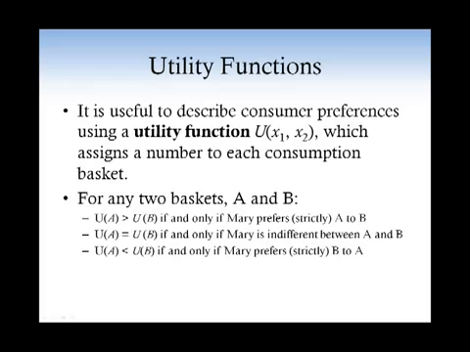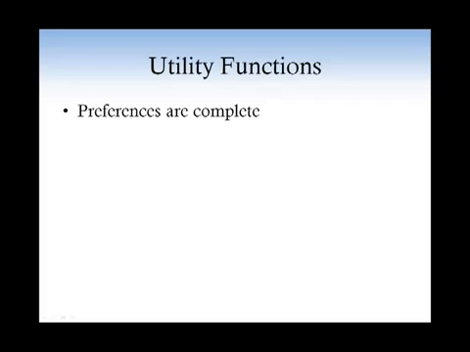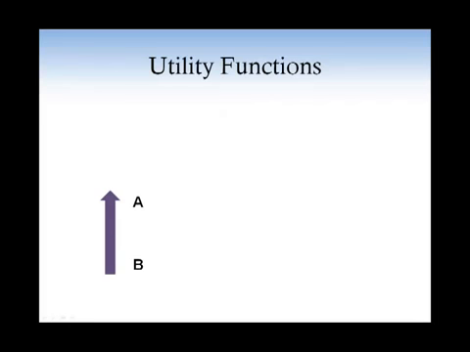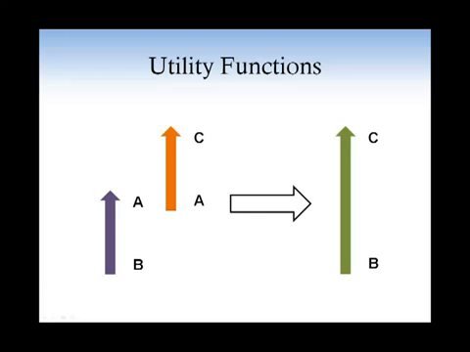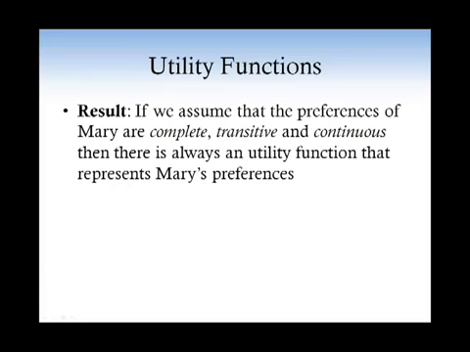But how can we be sure that such a utility function actually exists for Mary? This is a very good question. Well, as I told you, we need to assume that Mary's preferences are complete. We also need to assume that Mary's preferences are transitive. What does that mean? It means that if Mary likes A better than B, and she also likes C better than A, then we assume that Mary must like C better than B. So to answer your question, if we assume that the preferences of Mary are complete, transitive and continuous, then there is always a utility function that represents Mary's preferences.